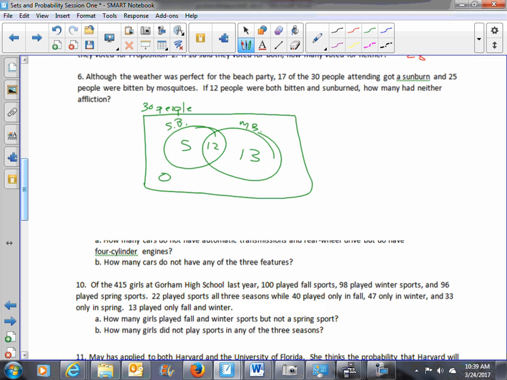So there are no people in the universal set that aren't inside one of the circles. So it turns out that everybody was afflicted at least once at this party. Doesn't sound like that good a party, to tell you the truth, but they probably had a good time.